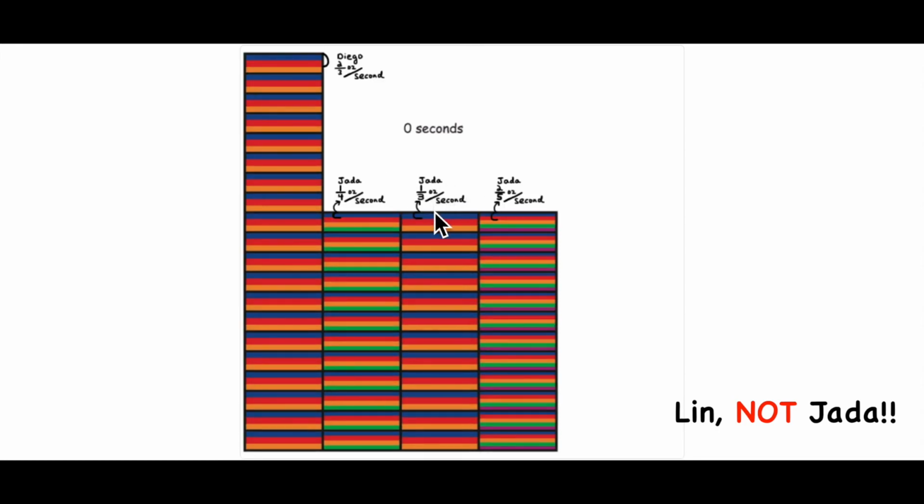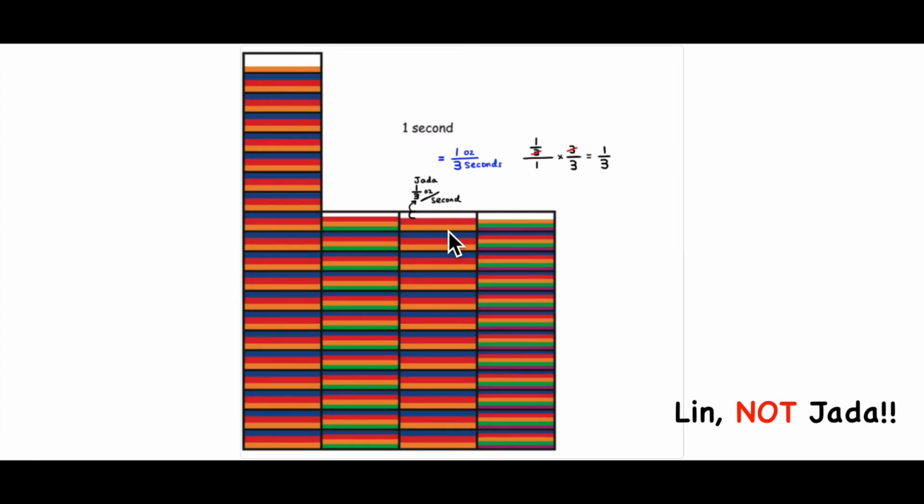When Jada speeds up, that's 1/3 of an ounce per second, a tiny bit more. So in 3 seconds, 1, 2, 3, she's going to drink 1 ounce. So this is 1 ounce per 3 seconds. Again, the math: if she drinks 1/3 of an ounce in 1 second, multiply that by 3. So in 3 seconds, she drinks 1 ounce. 1/3 times 3 is 1.